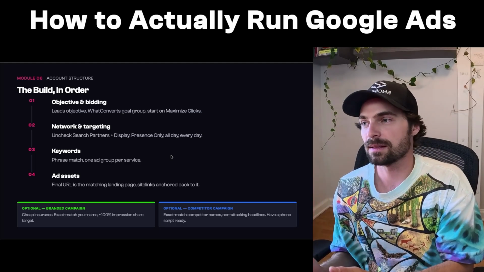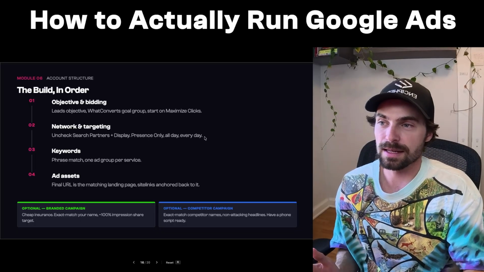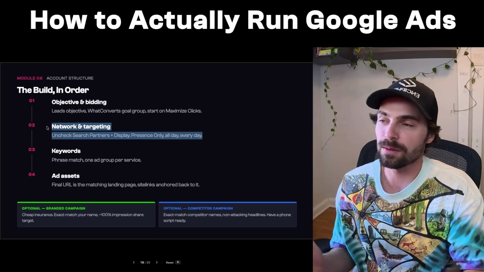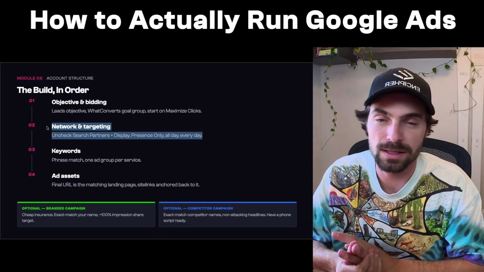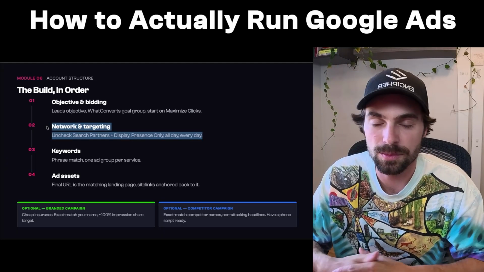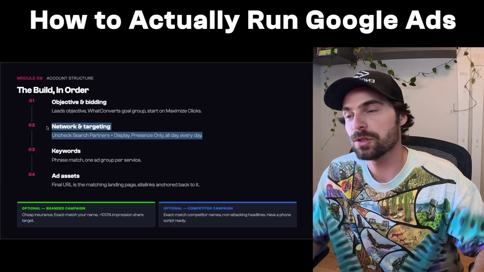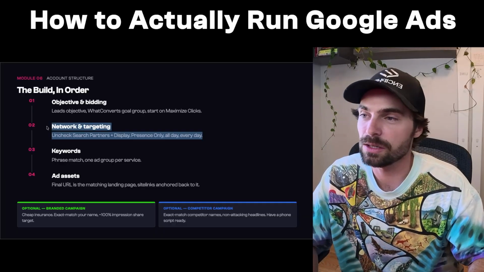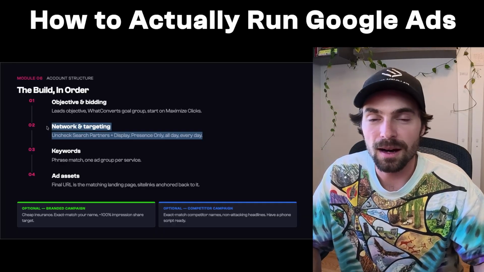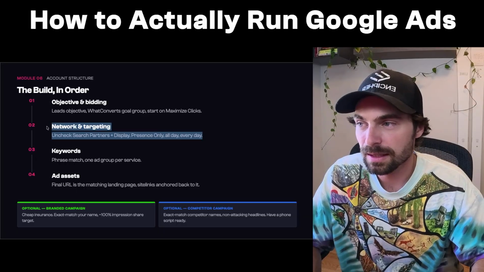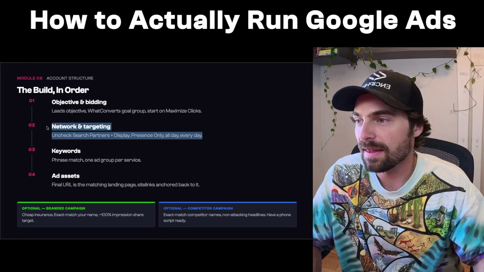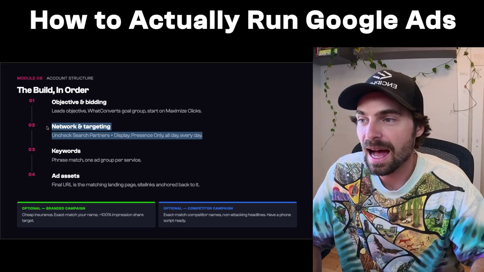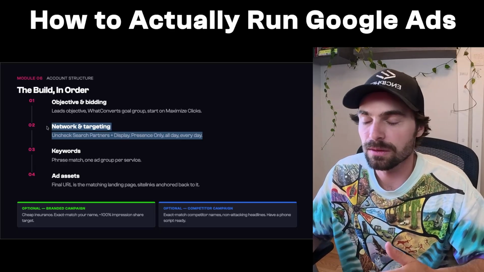There are some other critical settings in your search campaigns that you've probably seen other people talk about. Don't use search partners or display network, okay? Make sure those boxes are unchecked. Make sure you use presence only in your location targeting, not presence or interest. Keywords, phrase match, one ad group per service, and then final URL in your ad is your actual landing page.